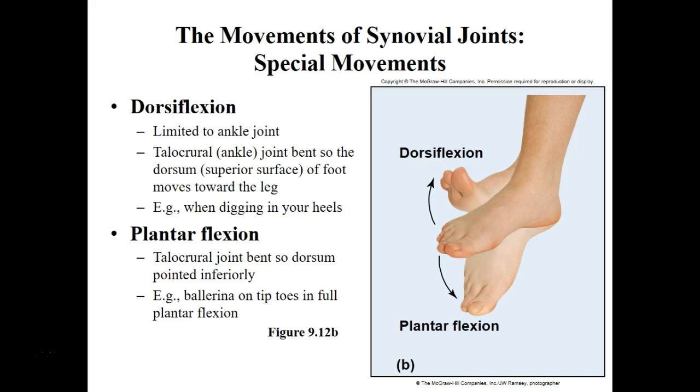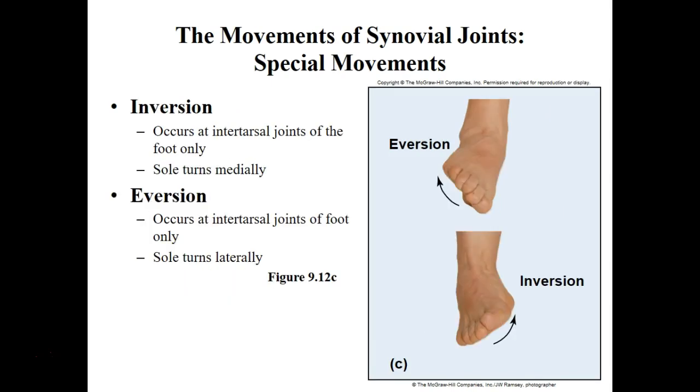Dorsiflexion and plantar flexion. Dorsiflexion is turning your ankle towards the body. Or I'm sorry, what am I saying? I'm doing eversion and inversion. Dorsiflexion is pointing your toes towards the front of the body. Plantar flexion is pointing your toes towards the back of the body. If you're standing on your heels, you're dorsiflexing. If you're standing on your toes, you're plantar flexing. Inversion and eversion: inversion, you're rotating your foot towards the middle of the body. Eversion, you're rotating your foot away from the body.